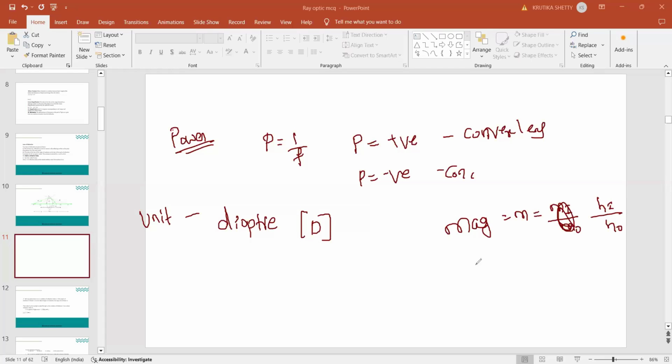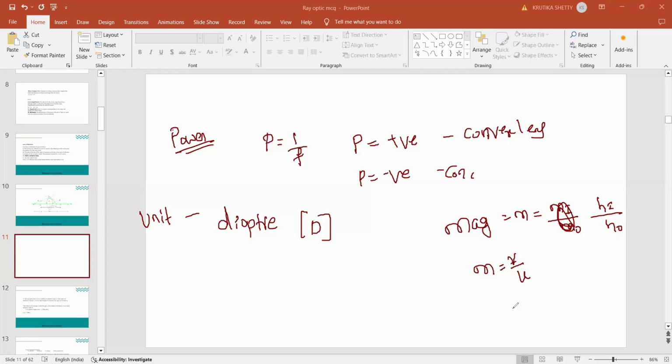Then next, the magnification is also written as what? That is V divided by U. In the mirror, it is minus V by U, and in case of the lens, it is V by U. It is just V by U. Minus is not there.